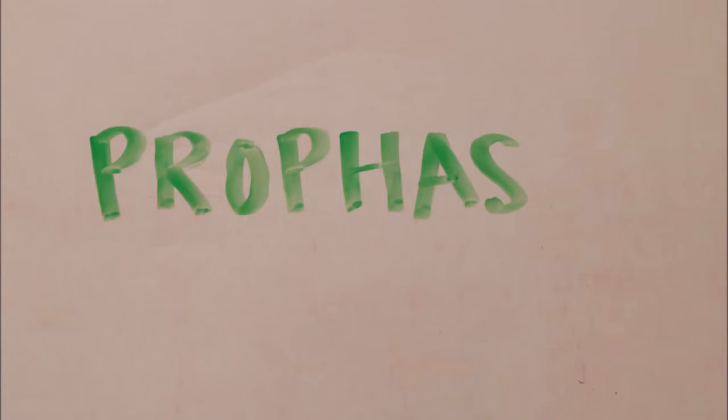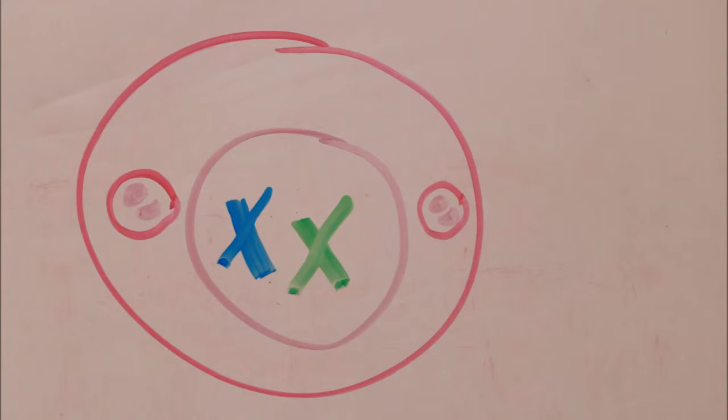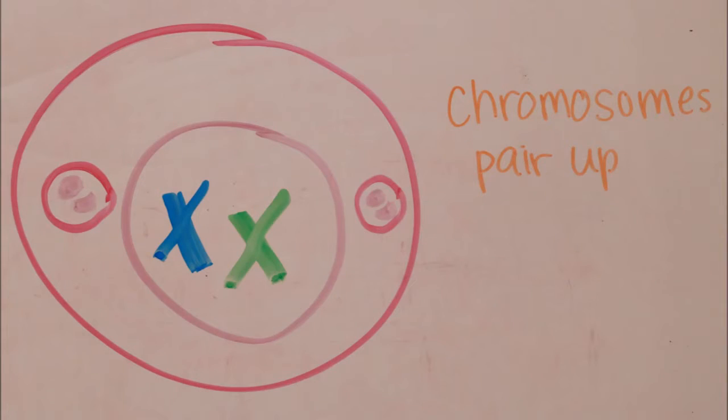The second step is prophase 1. It is the step where chromosomes pair up. Each chromosome is made up of 2 sister chromatids, which have genetic information. These chromosomes may exchange bits of DNA, a process called recombination or crossing over.